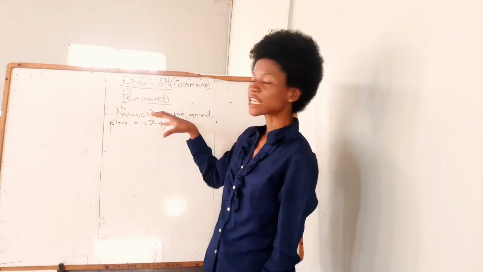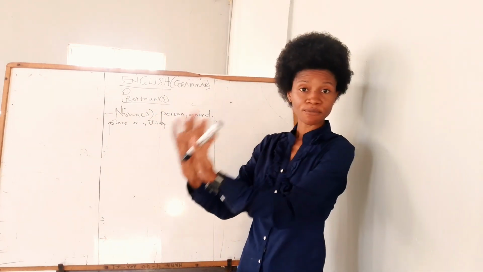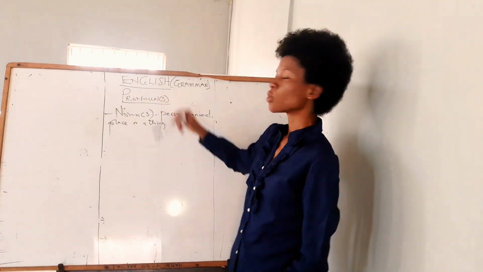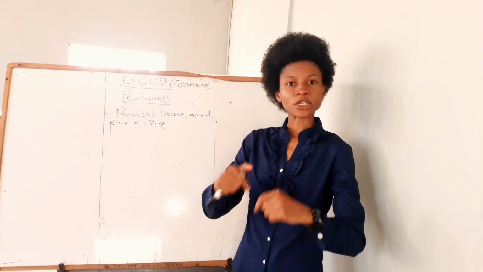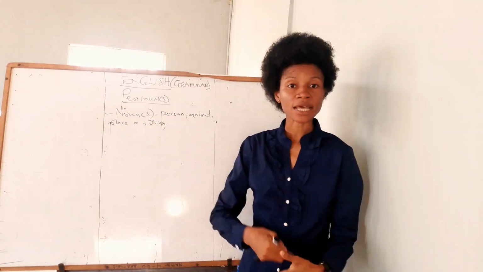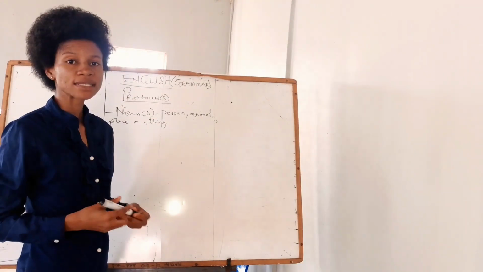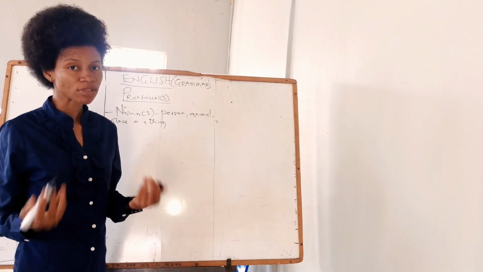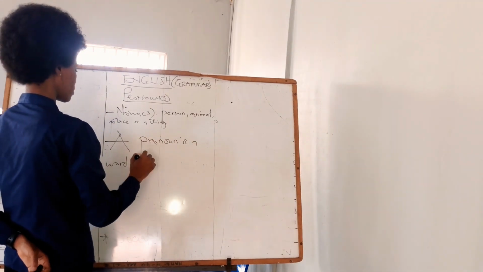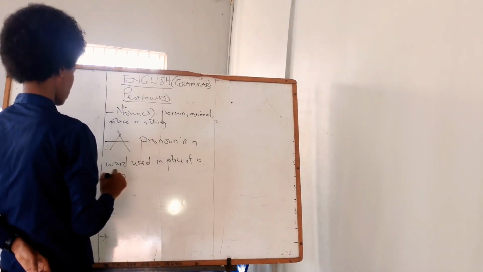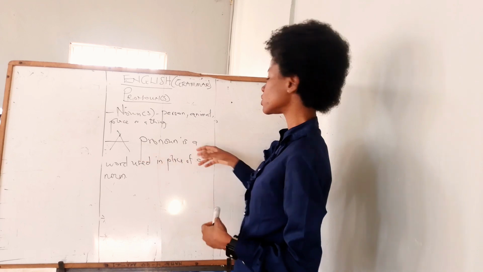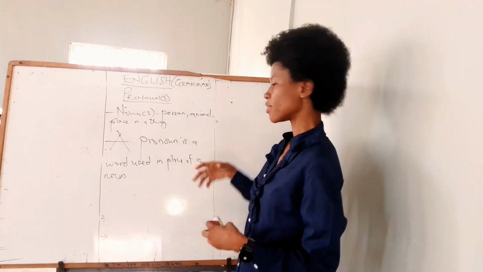Now, after they've brainstormed their ideas with regard to a noun, then you can introduce what a pronoun is. If they know the name of a person like Ama, Kofi, and a place like Kumasi, then in simpler terms, a pronoun is a word used in place of what? A noun. So a pronoun is a word used in place of a noun.